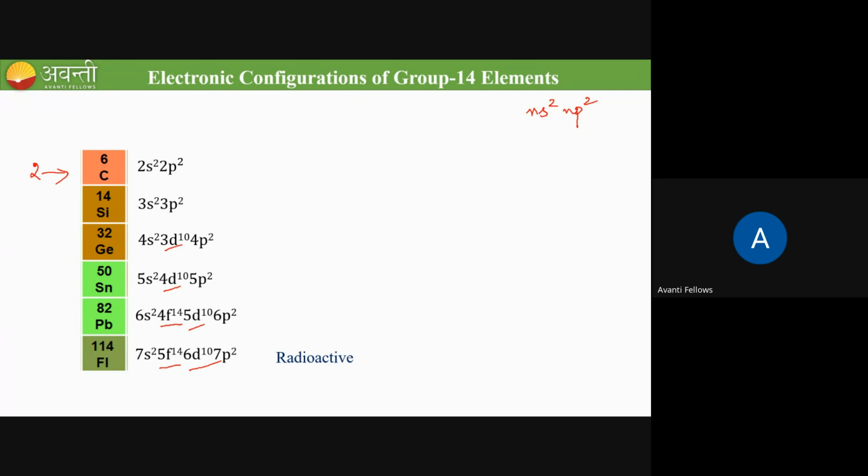Shall we go with the trends and general properties of group 14 elements? Say yes or no. I'm not able to switch on my camera, sorry for that. I don't have power here in my place. Yeah, Hashira, when did you join? Good afternoon. Now only I can see you. Okay, good.